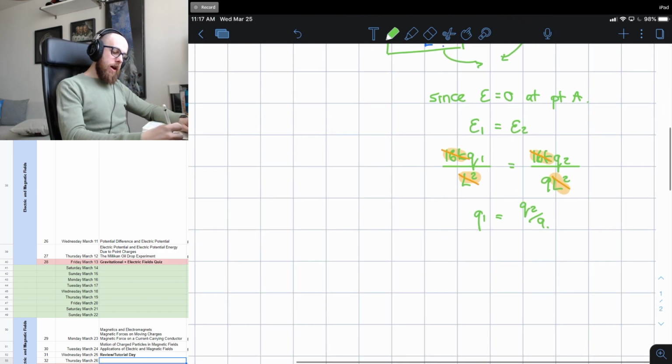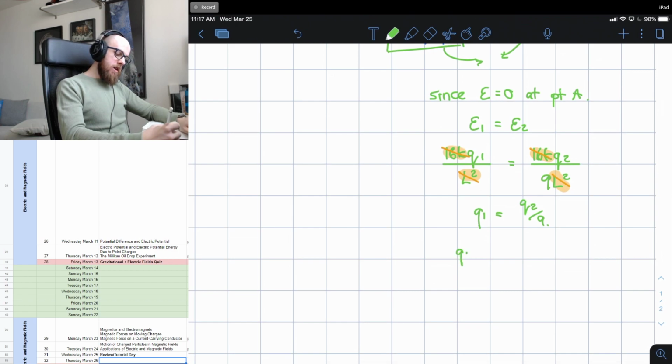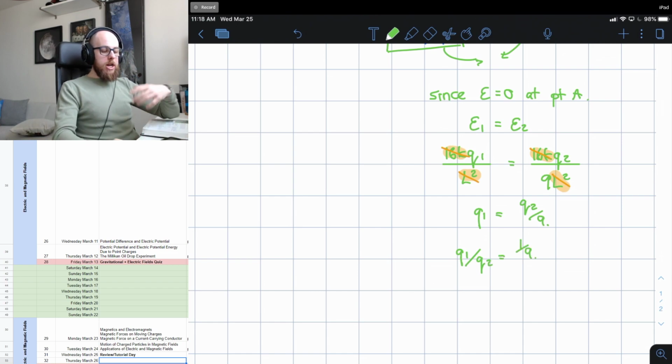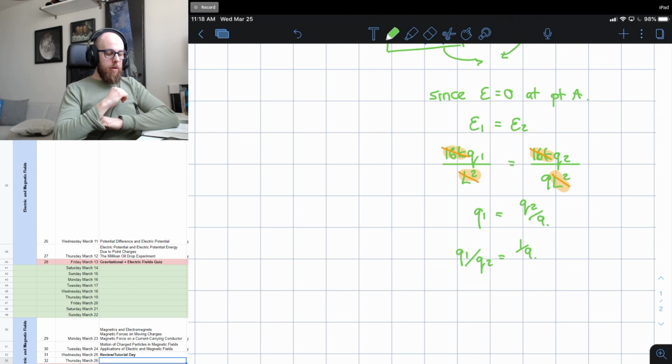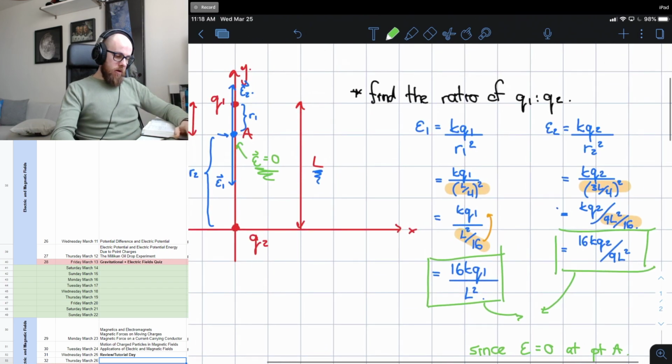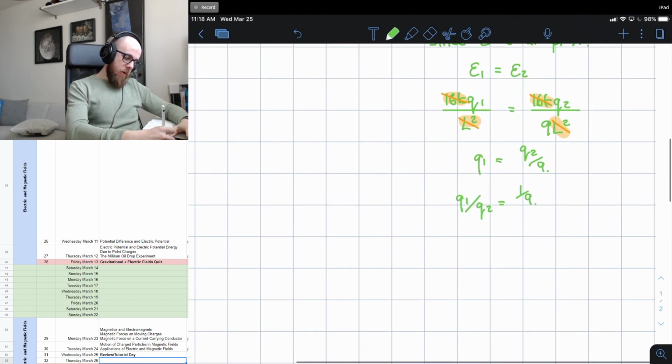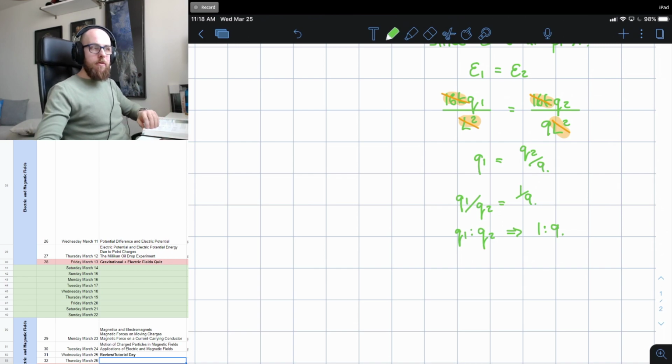Okay, or another way of writing this is Q1 divided by Q2 equals 1 over 9. Okay, so the ratio between Q1 and Q2 is 1 coulomb to 9 coulombs. And that would be my answer for Q1 to Q2. So the way I can write this is Q1 to Q2 is the same thing as 1 to 9. And that would be my ratio.